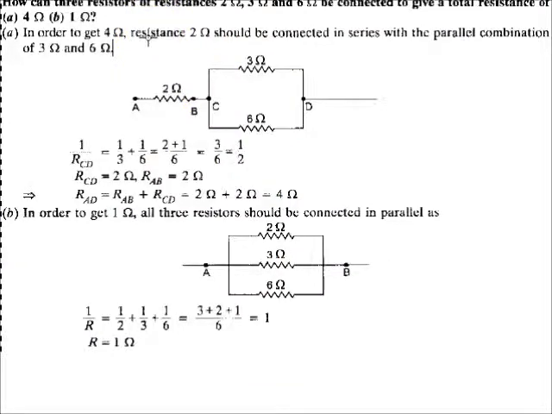Now this is question number 4. How can three resistors of resistances 2 ohm, 3 ohm and 6 ohm be connected to give a total resistance of A, 4 ohm, B, 1 ohm? So students, if you see the figure, now it's very clear that in the first case we have to join these two resistances, that is 1 by R = 1 by R1 plus 1 by R2, that is 1 by 3 plus 1 by 6, and secondly is the second case. So please note it down carefully.